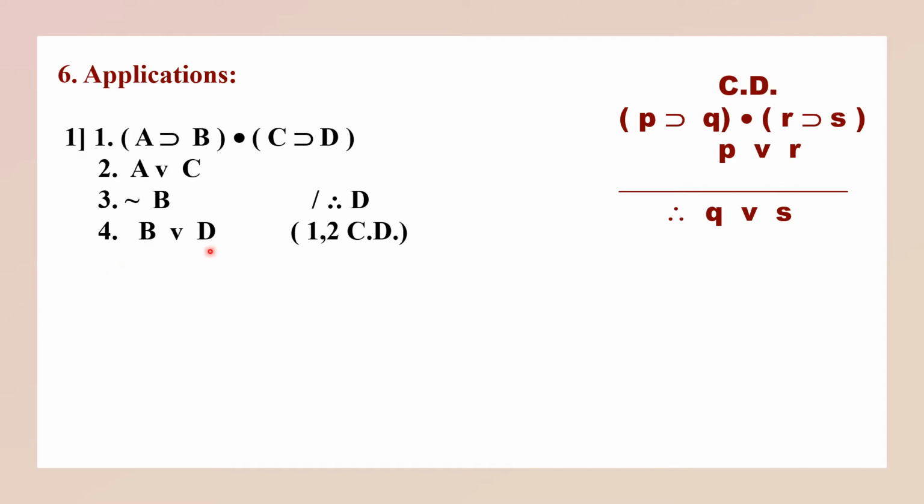Now which rule can you apply here? You can see that it is a disjunctive proposition and we have the negation of the first disjunct. So we can derive the second disjunct. This is the rule of DS. P or Q, not P, therefore Q. B or D, not B, therefore D. So this is 4 and 3 DS.